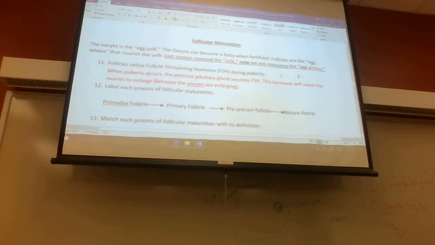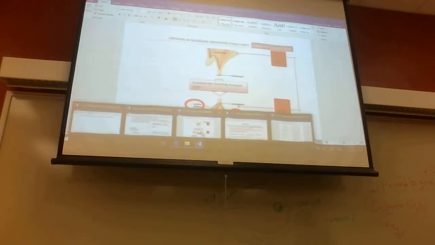So when puberty occurs, if you're holding that out, you can see the anterior pituitary gland will secrete follicle-stimulating hormone, and this will cause the ovaries to enlarge. So I'm going to pull up the endocrine worksheet now. Sorry.